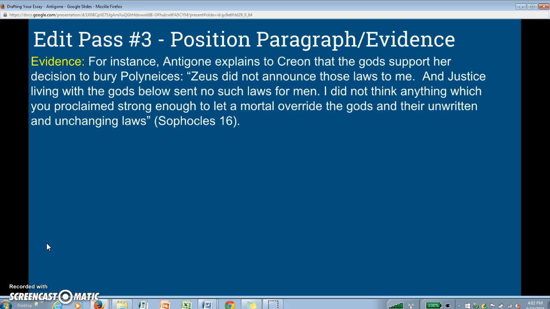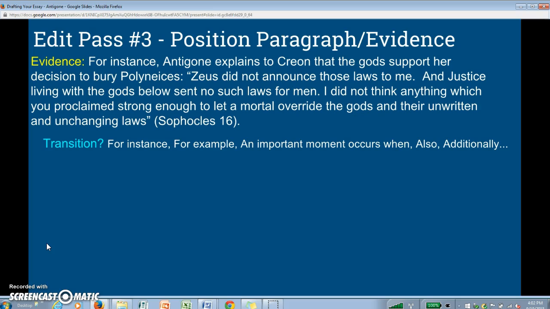So my evidence section might read, for instance, Antigone explains to Creon that the gods support her decision to bury Polynices. "Zeus did not announce those laws to me, and justice, living with the gods below, sent no such laws for men. I did not think anything which you proclaim strong enough to let a mortal override the gods and their unwritten and unchanging laws." (Sophocles 16). So, the first thing you need to check is, do you have a transition?